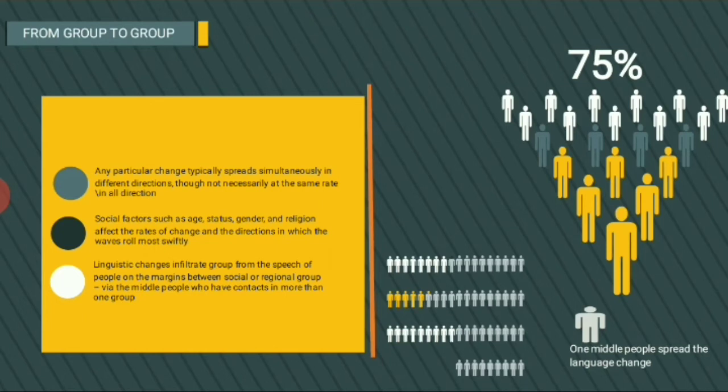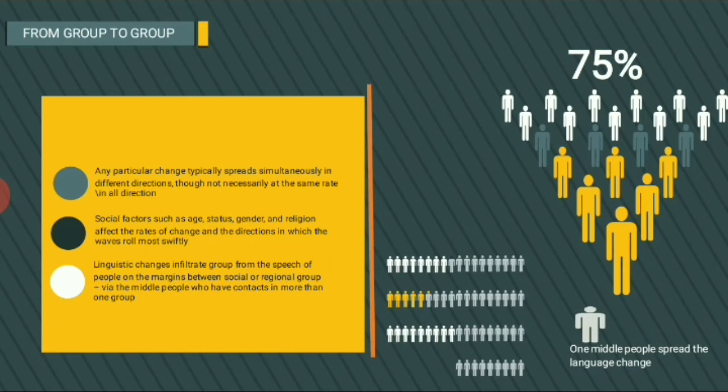Next, linguistic changes infiltrate a group from the speech of people on the margins between social or regional groups, via the middle people who have contacts in more than one group. So you can see here in the picture of these people groups, there are three kinds of people. So we call it a group of people.